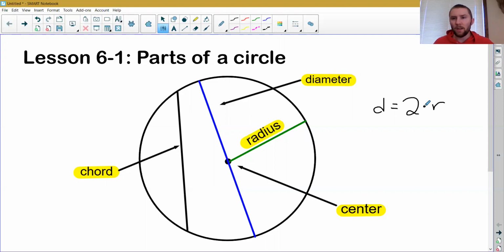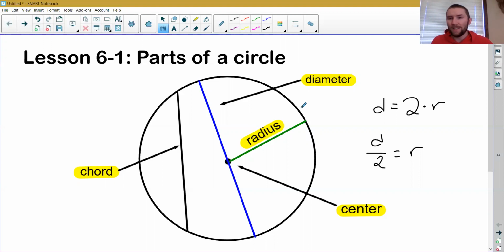So important to know, if you are given the diameter and you need the radius, we need to divide that by 2. So diameter, radius, the difference, hopefully we have some understanding of. Radius is center to the edge, diameter is all the way across the circle through the center, okay?